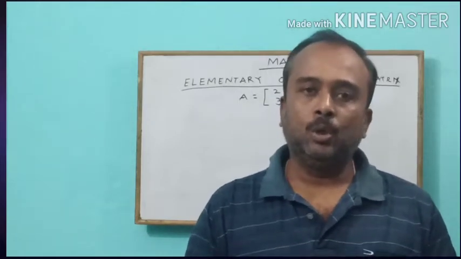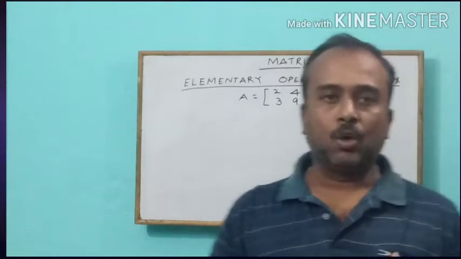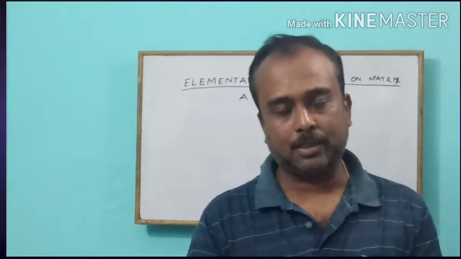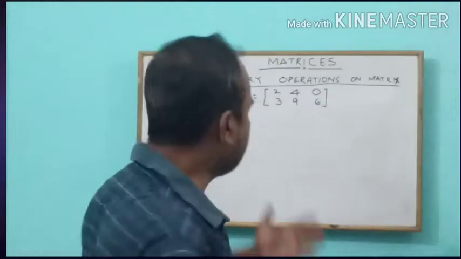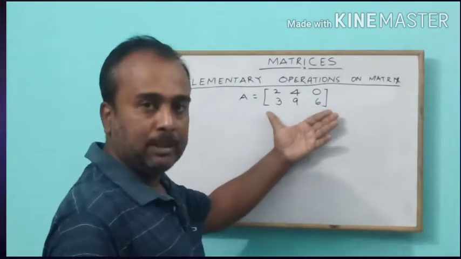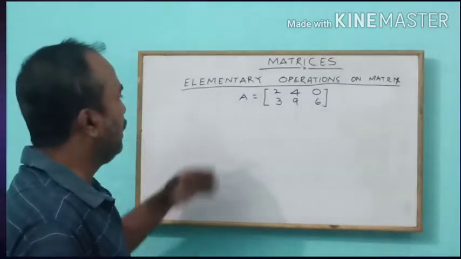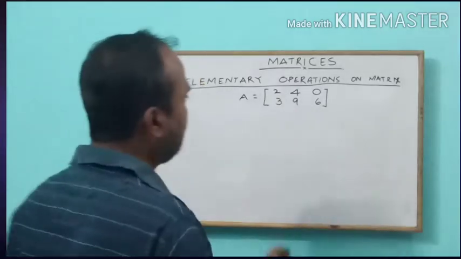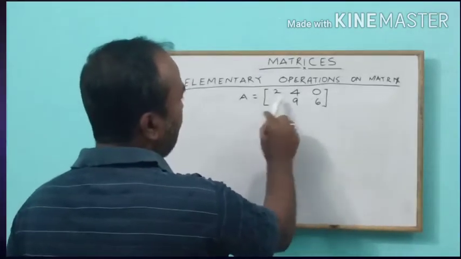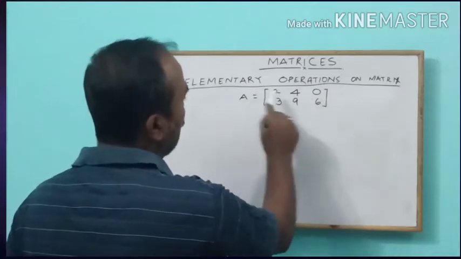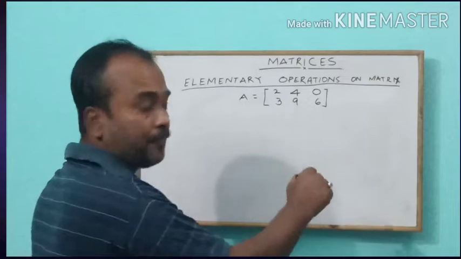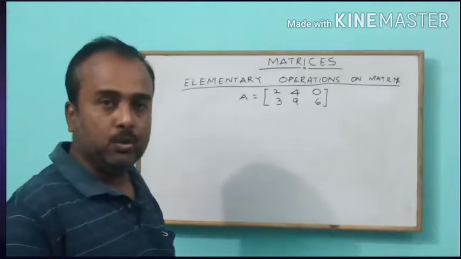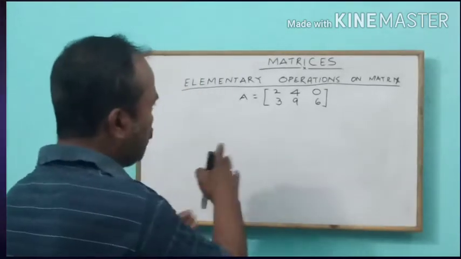Let us not waste much of our time and begin with the concept, a new concept that we are going to study: elementary operations of a matrix. To understand the concept, let us take an example of a matrix. Let us recall, how many rows and how many columns does this matrix have? Obviously, the horizontal numbers are known as the rows, so it has 2 rows and 3 columns. Now, suppose we do some operations. What does operation mean? Suppose we interchange.